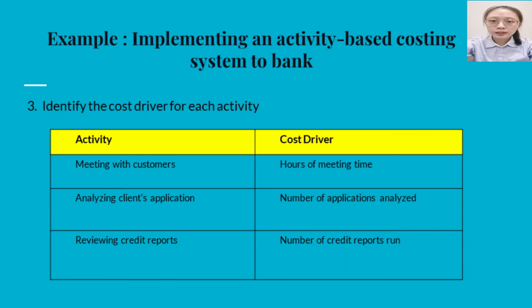The third step is to identify the cost driver for each activity. For activity 1, meeting with customers, its cost driver is hours of meeting time. The second activity is analyzing clients' applications. Its cost driver is the number of applications analyzed. The third activity is reviewing credit reports. Its cost driver is the number of credit reports run.